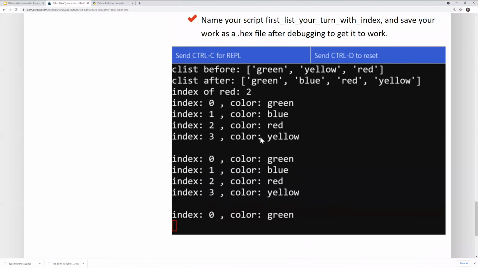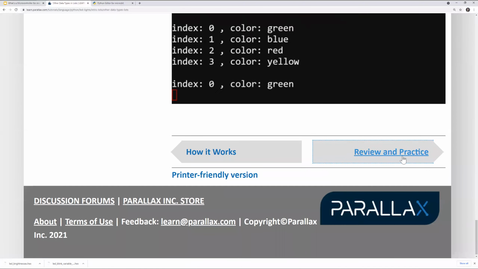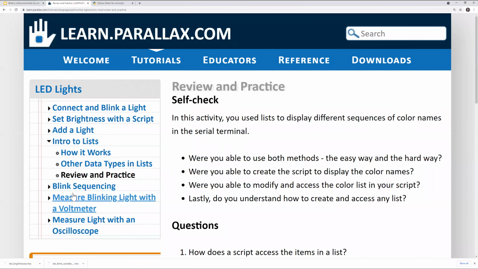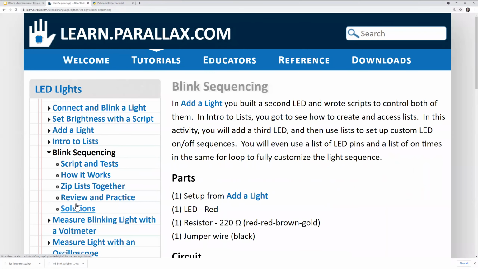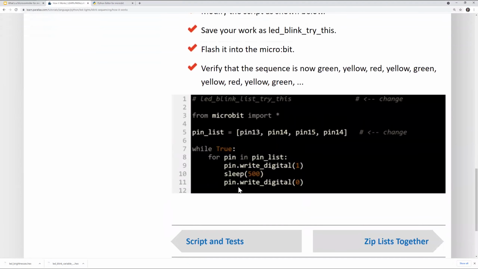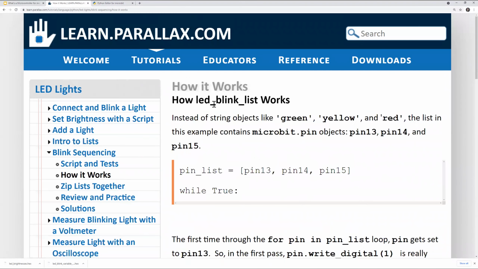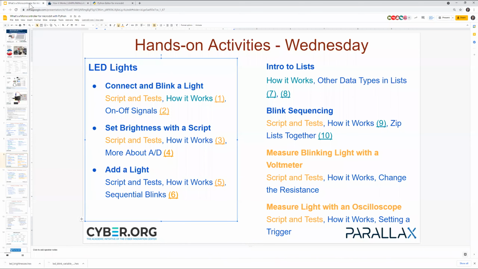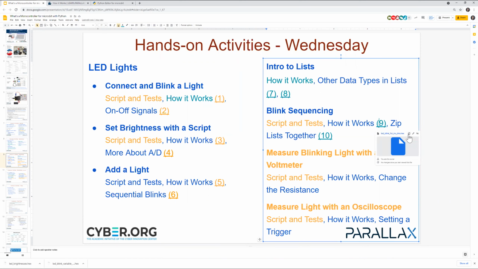You can modify the way the list is indexed, and an example of that is in blink sequencing. So let's try this example at the end of blink sequencing. I want to look for how it works in blink sequencing. Blink sequencing, how it works. So let's have you guys try this one.